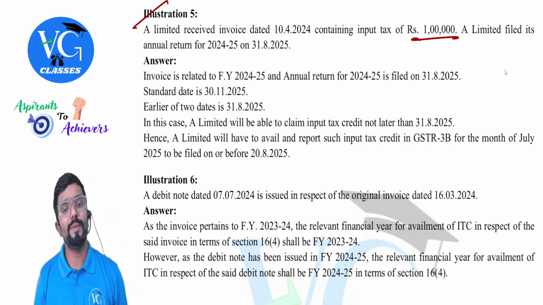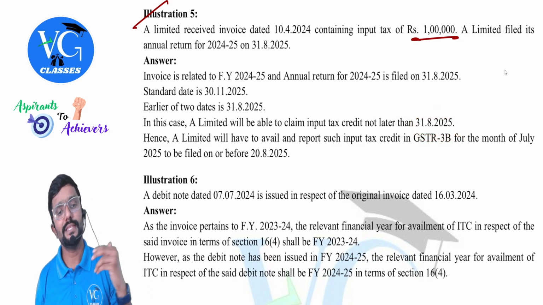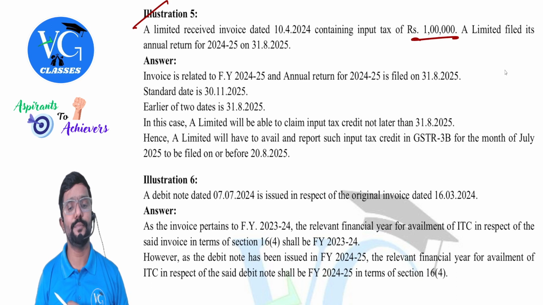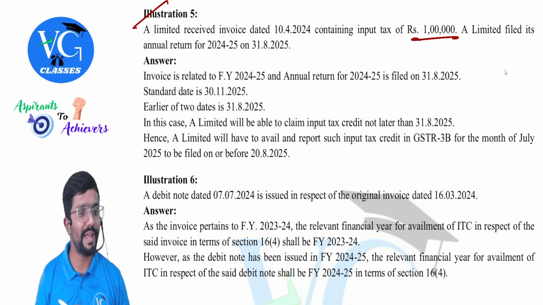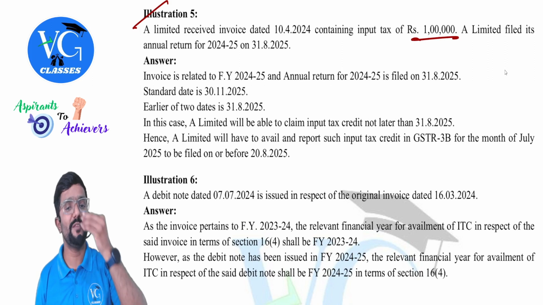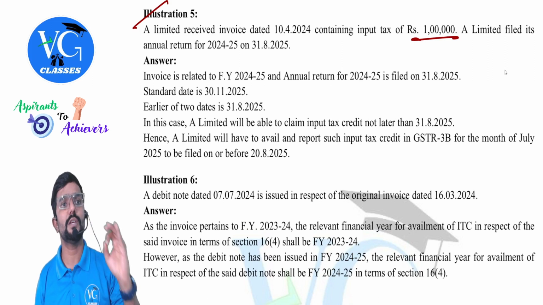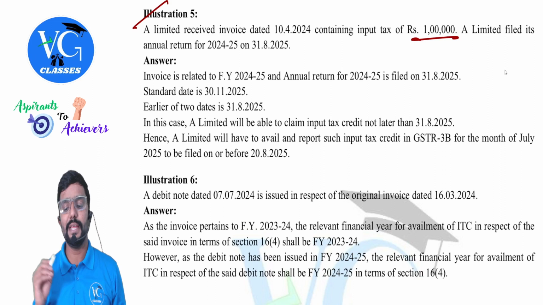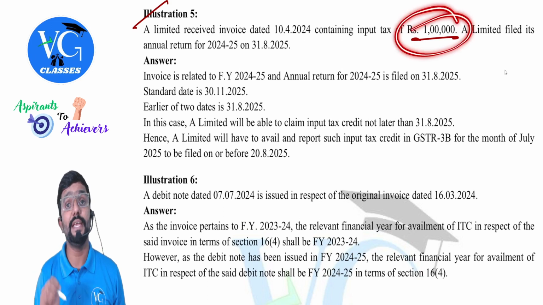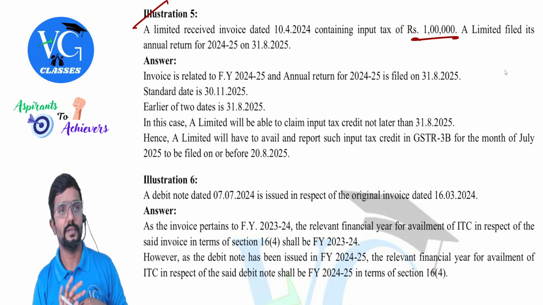A Limited will be able to claim input tax credit not later than 31st August. Hence, A Limited will have to avail and report such input tax credit in GSTR 3B for the month of which month? July 2025, to be filed on or before 20th August. Sir, can A Limited claim this 1 lakh credit in August month return, sir?